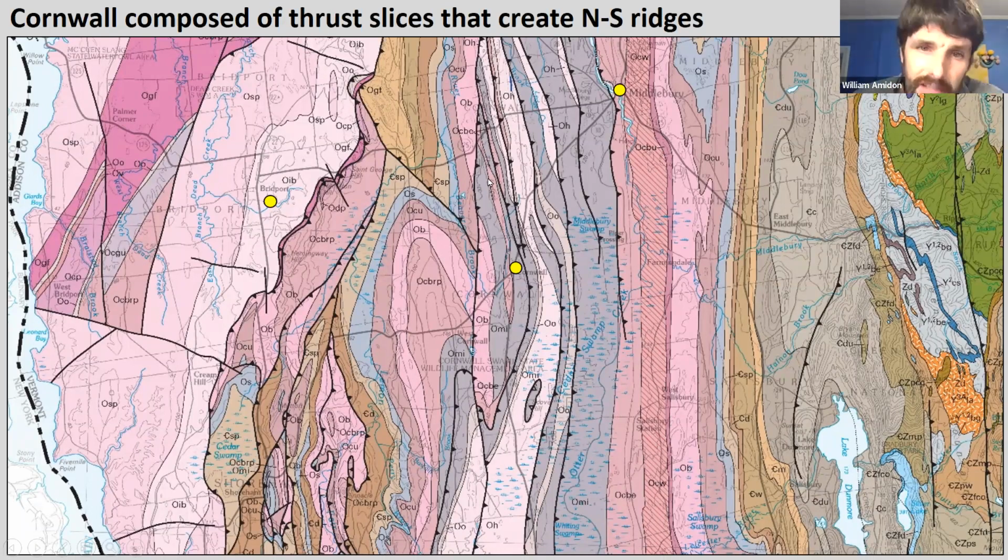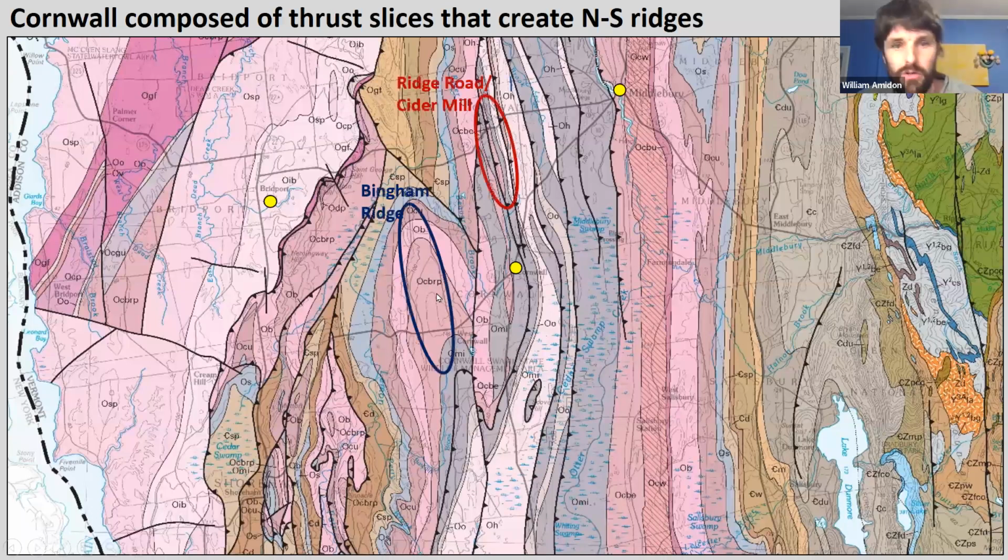And it's that Bridport formation, in this dark pink, that is a dolostone. It's a magnesium carbonate. And in this case, it's relatively resistant to erosion and seems to be holding up both the Ridge Road ridge as well as the Bingham Ridge. Both are underpinned by this Bridport dolostone formation.